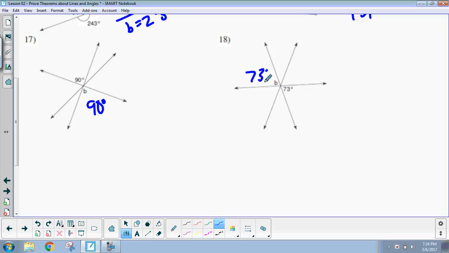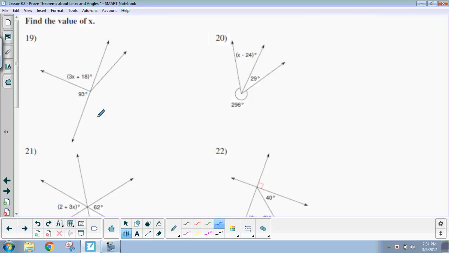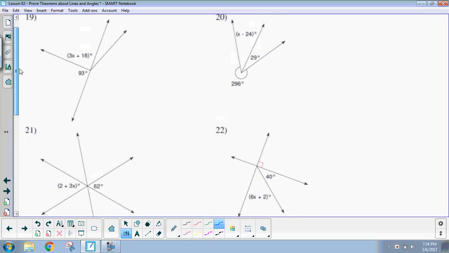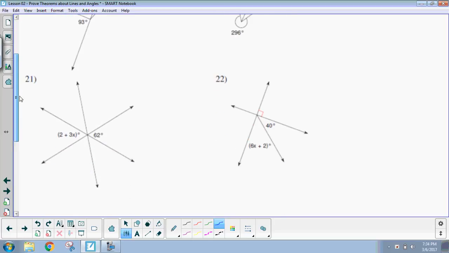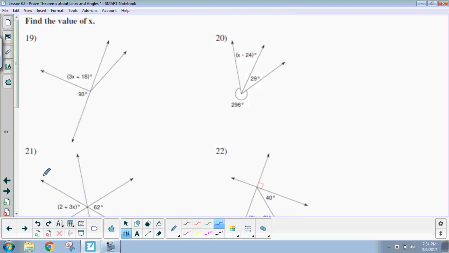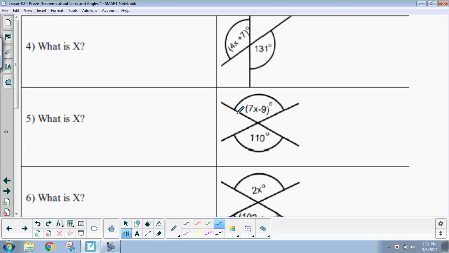Alright, like I said, I want to keep the video short. We're going to work on these tomorrow as soon as we come in the door. And I'm going to start showing you all this stuff. But again, vertical angles, these will equal each other. We'll talk about these tomorrow.